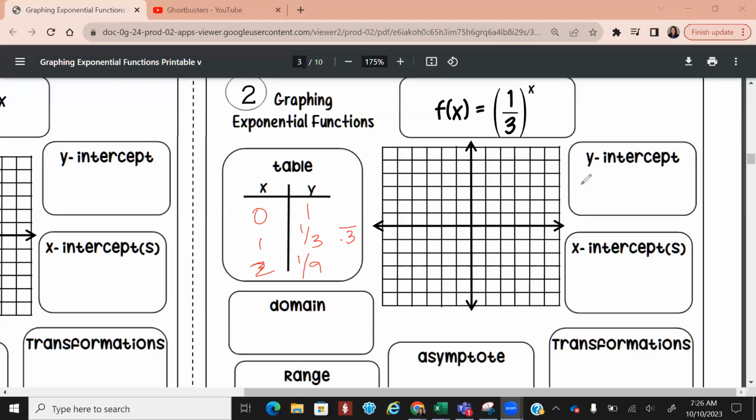So what's the y-intercept of this one? That's going to be 0, 1.